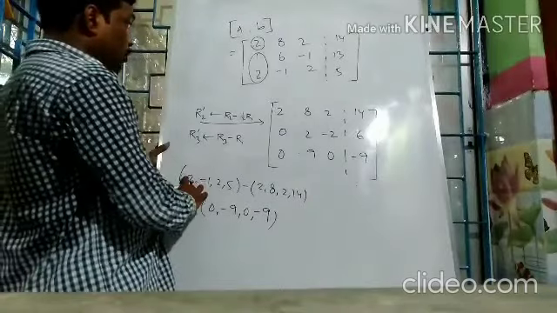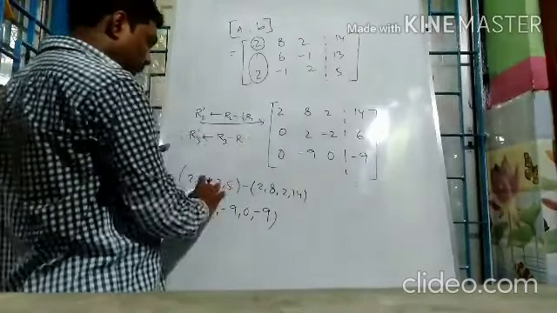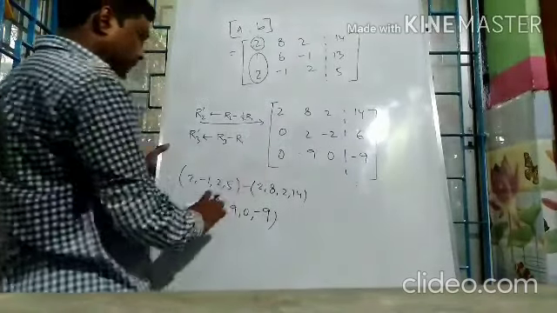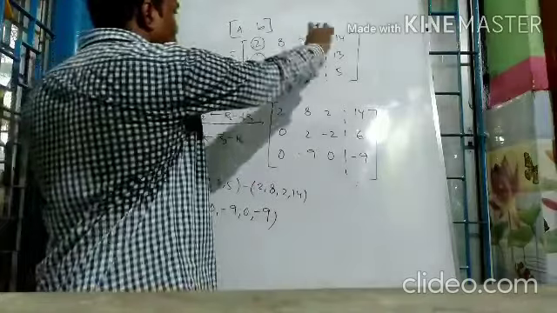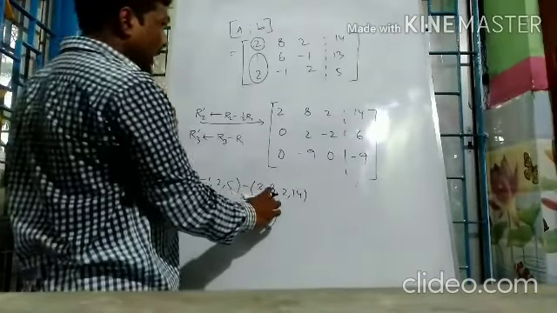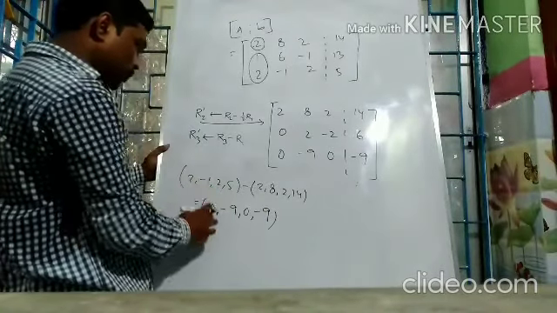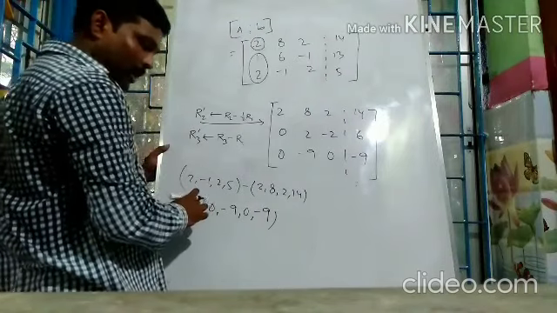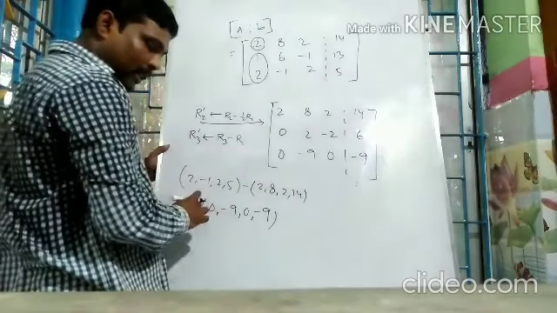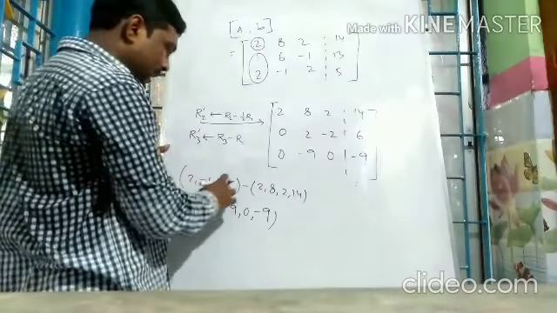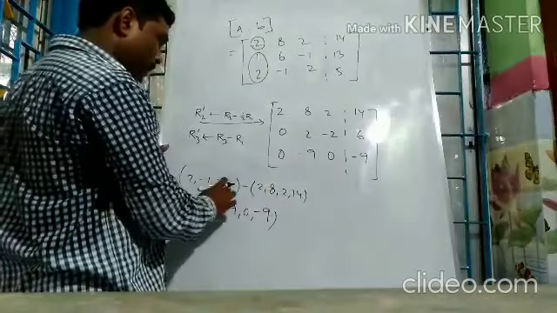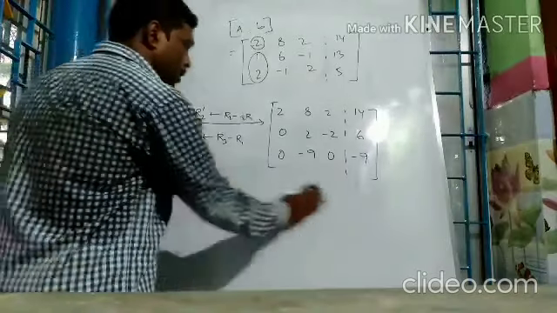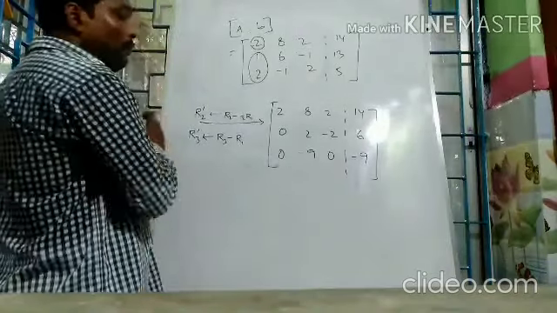This is 2 minus 1 2 5 minus R1. R1 is 2 8 2 14. So 2 minus 2 is 0. Minus 1 minus 8 is minus 9. 2 minus 2 is 0. 5 minus 14 is minus 9. Okay.